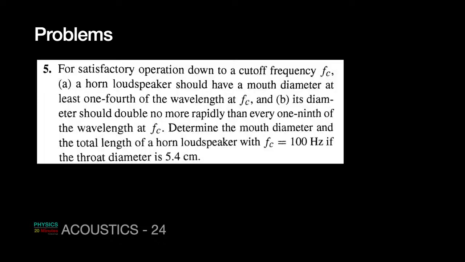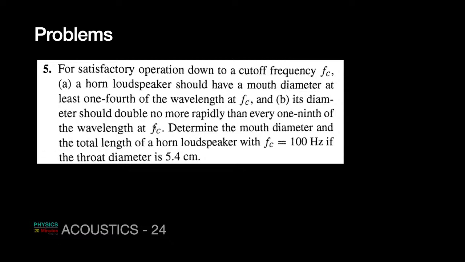For a satisfactory operation down to a cutoff frequency Fc, a horn loudspeaker should have a mouth diameter at least 1/4 of the wavelength of Fc. These are the design considerations of a horn loudspeaker. Its diameter should double no more rapidly than every 1/9 of the wavelength at Fc.